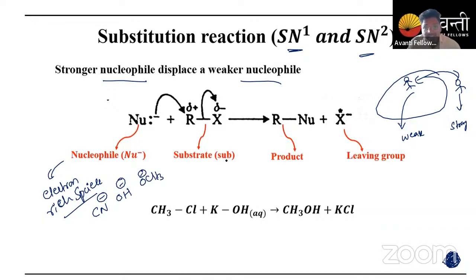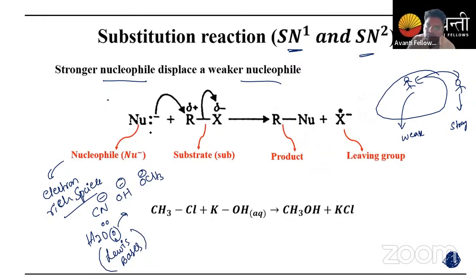Sir, are only charged nucleophiles there? No, you can see H2O. Here it has lone pair electrons. It can donate its lone pair. So this is also a nucleophile. Nucleophiles are basically species ready to donate electrons, they are electron rich species, and we can also call them Lewis bases because they are ready to donate electrons.